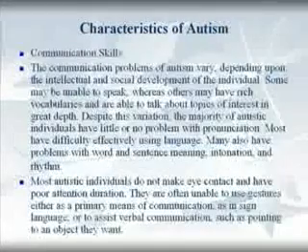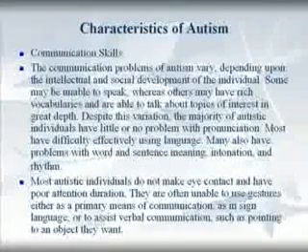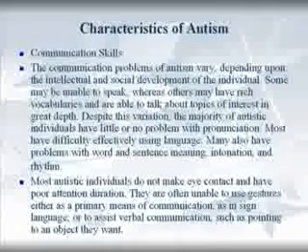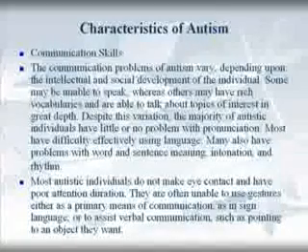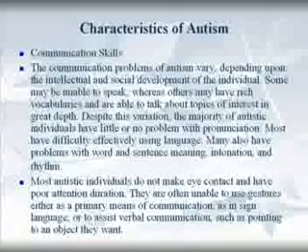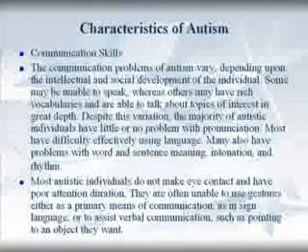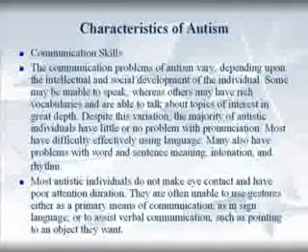Communication skills. The communication problems of autism vary depending upon the intellectual and social development of the individual. Some may be unable to speak, whereas others may have rich vocabularies and are able to talk about topics of interest in great depth. Despite this variation, the majority of autistic individuals have little or no problem with pronunciation. Most have difficulty effectively using language. Many also have problems with word and sentence meaning and rhythm.